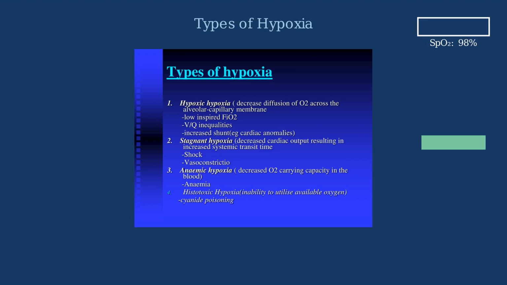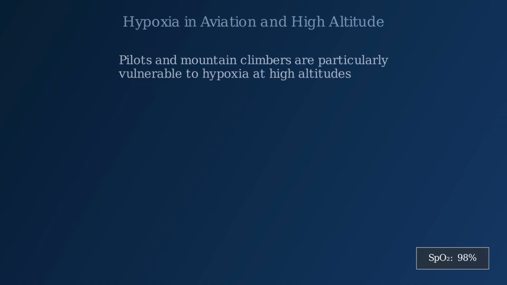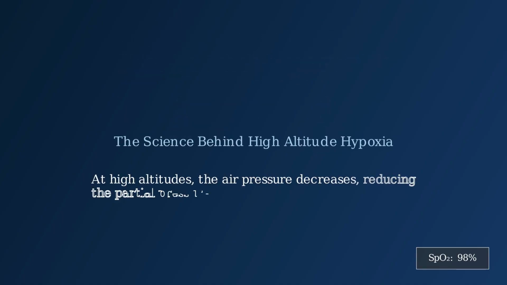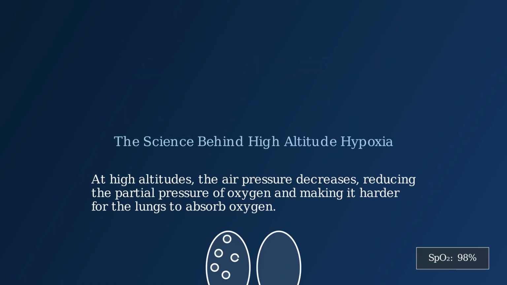Understanding these different types of hypoxia is crucial for proper diagnosis and treatment, as each type requires a different therapeutic approach. At high altitudes, pilots and mountain climbers face a unique danger: hypoxia, or oxygen deprivation, due to decreased partial pressure of oxygen. The science is straightforward. As you ascend, air pressure decreases. While the percentage of oxygen remains constant at 21%, the reduced pressure makes it harder for oxygen molecules to enter your bloodstream.